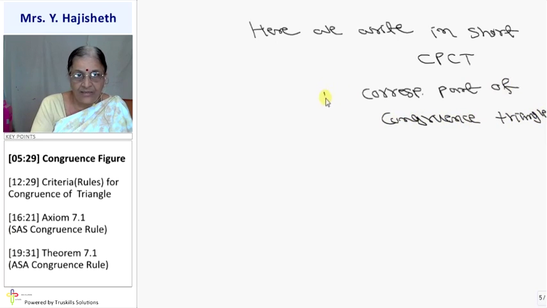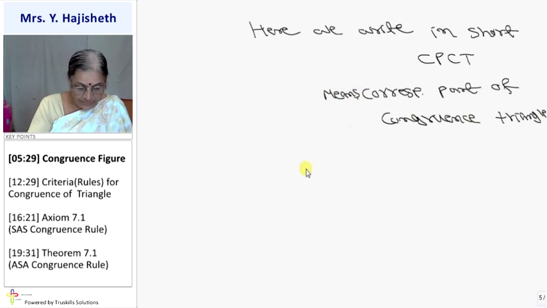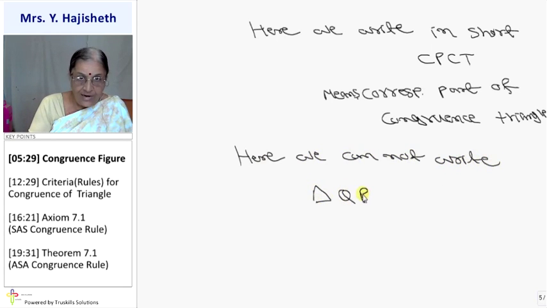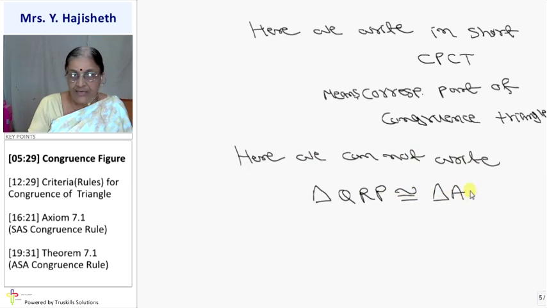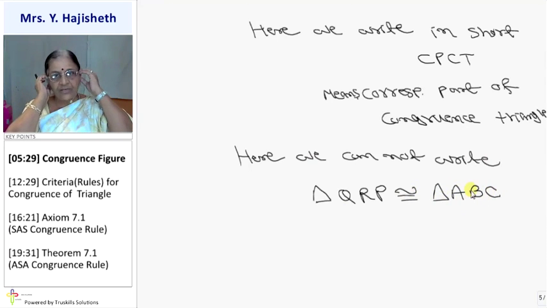CPCT ka matlab corresponding parts of congruent triangle. Here we cannot write triangle QRP is congruent to triangle ABC because Q does not correspond to A, R does not correspond to B. There is one correspondence.